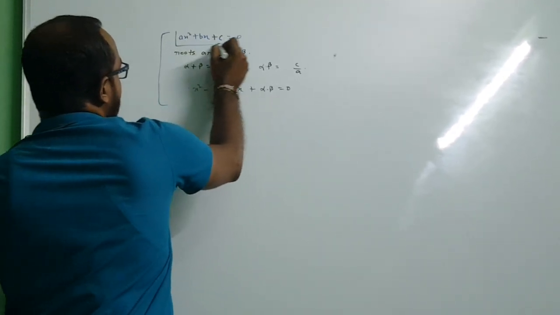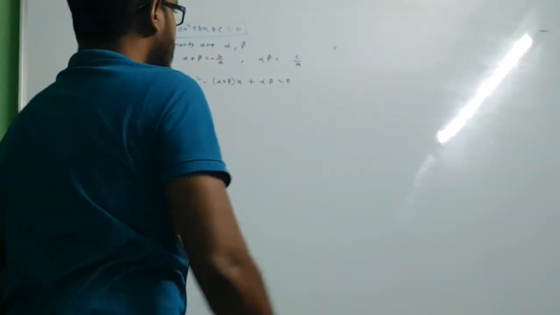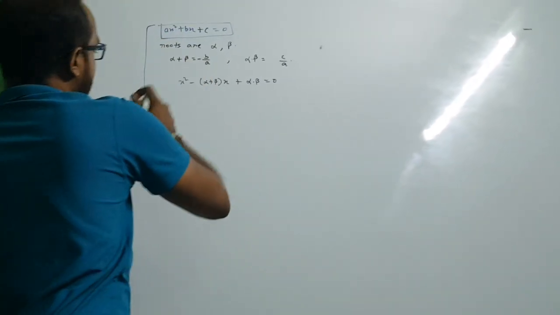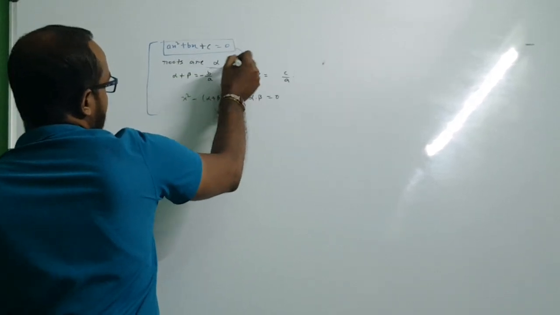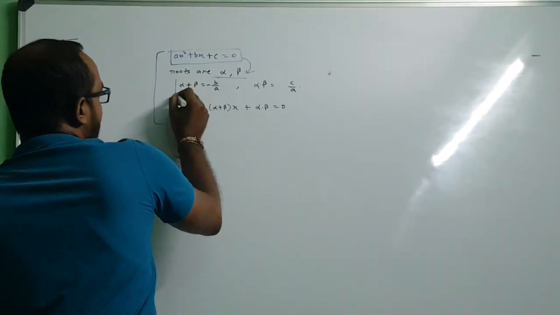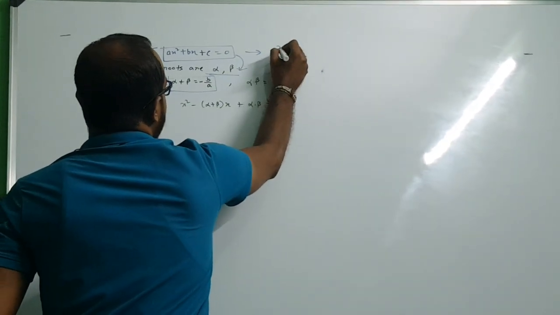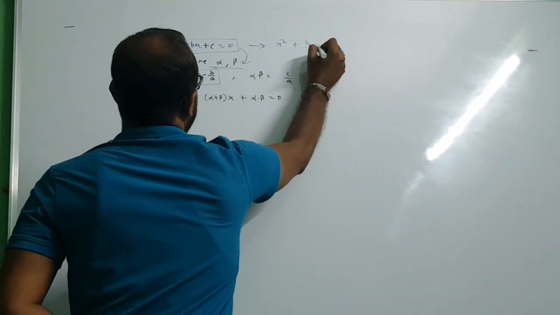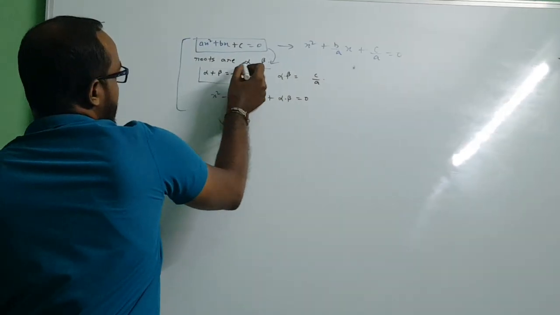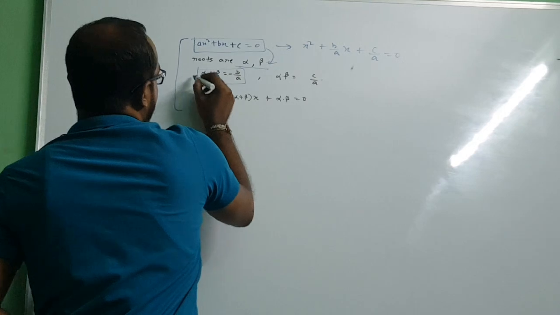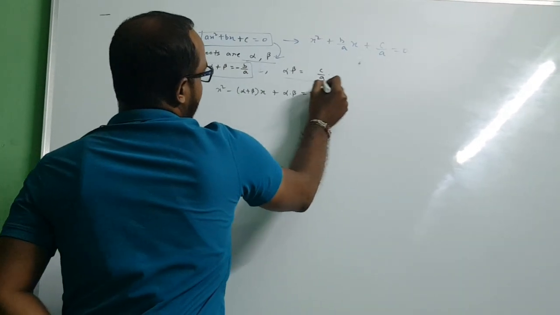If we have quadratic equation ax square plus bx plus c equals 0, from 9th and 10th standard we already know this, but still we have to learn this. Let the roots of this equation be alpha and beta. So sum of these roots would be, see, if you divide by a, x square plus b by a into x plus c by a equals 0. If you divide by a, then alpha plus beta would be minus b by a, and alpha into beta would be c by a.